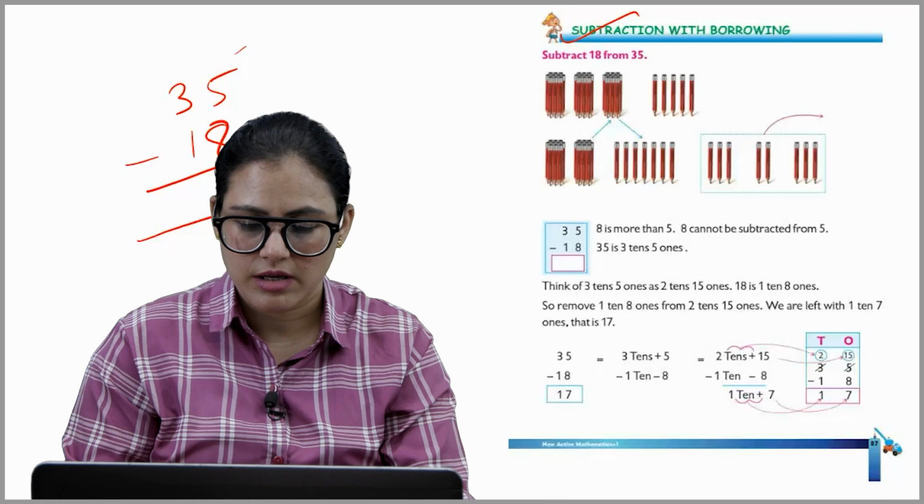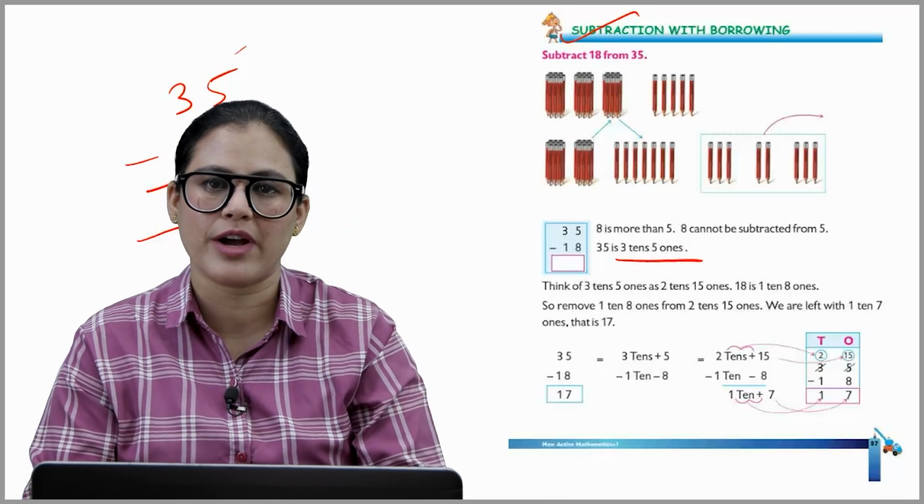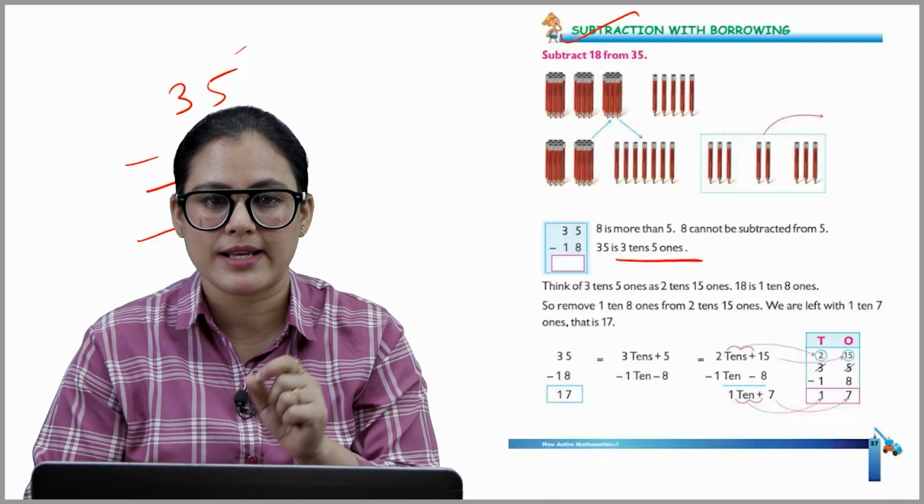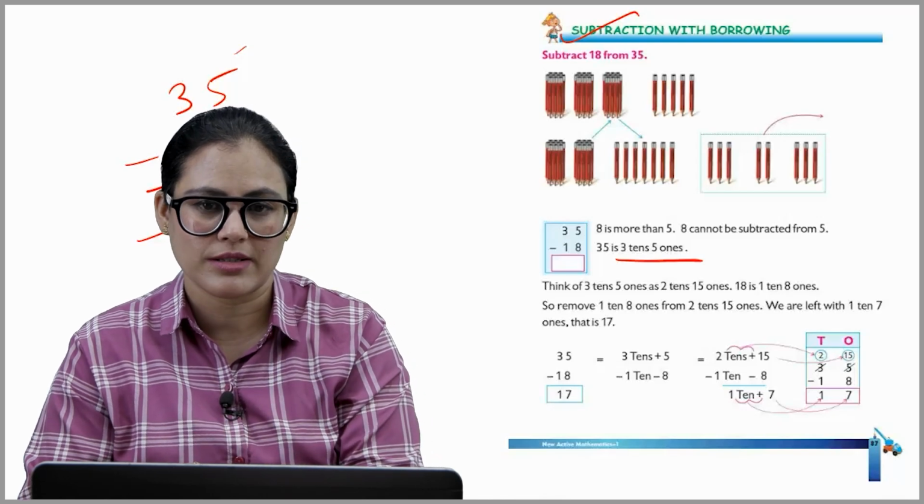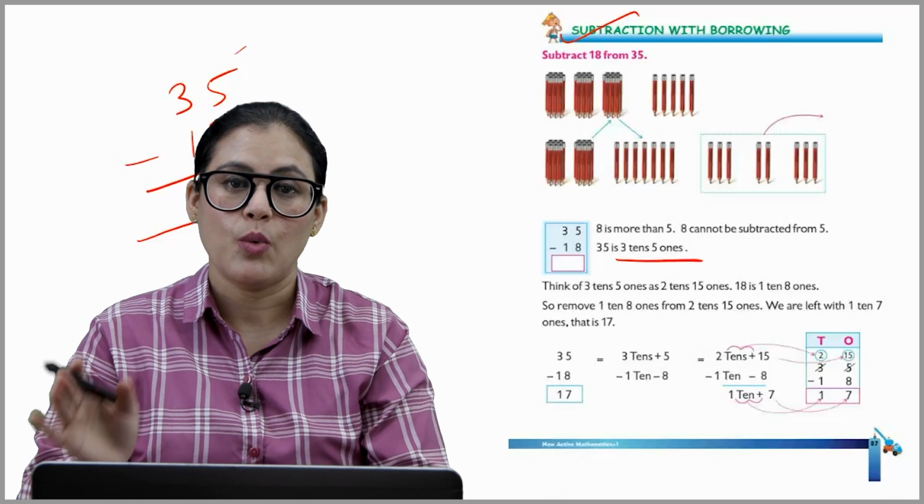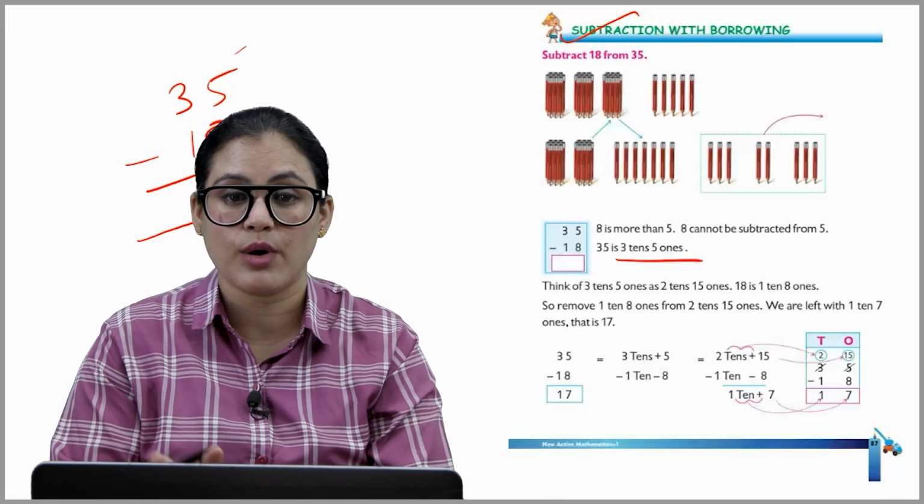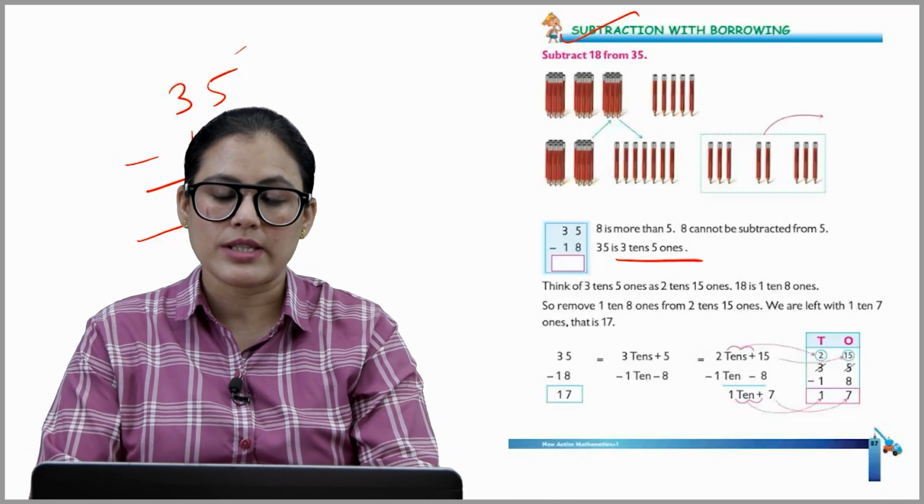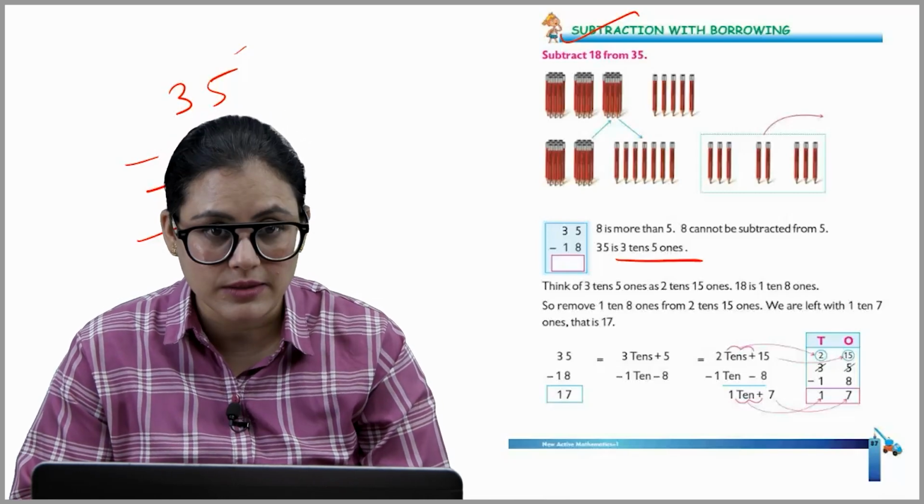35 is how much? 3 tens, 5 ones, okay. Think of 3 tens, 5 ones as 2 tens, 15 ones, okay. 18 is 1 ten, 8 ones. So, remove 1 ten, 8 ones from 2 tens, 15 ones. We are left with 1 ten, 7 ones, that is 17, okay.